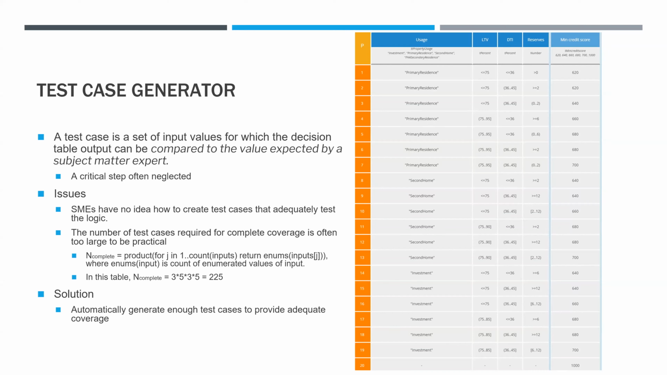If you tried to create a test case for every possible combination of input values, called complete coverage, you'd need far too many. In this decision table, which represents eligibility of a mortgage for purchase by Fannie Mae, input 1 requires 3 test values, input 2, 5, input 3, 3, and input 4, 5, giving 3 times 5 times 3 times 5, or 225 test cases required for complete coverage. So we need a way to define far fewer test cases that still substantially exercise the logic, and then generate those test cases automatically.